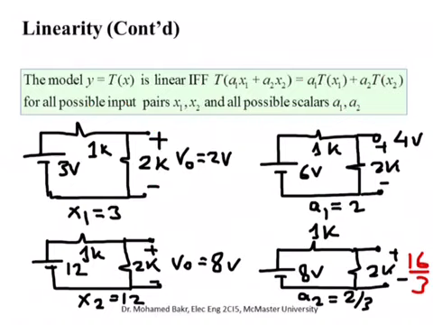Okay, so I tried to give you the same thing in numbers here. So this one here will give you 28 over 3. If you select A1 to be 2, X1 to be 3, A2 to be 2 over 3, X2 to be 12. Okay, and in that case the new input here, this combined input, is equal to 14 volts. Okay, this is a condition of linearity.